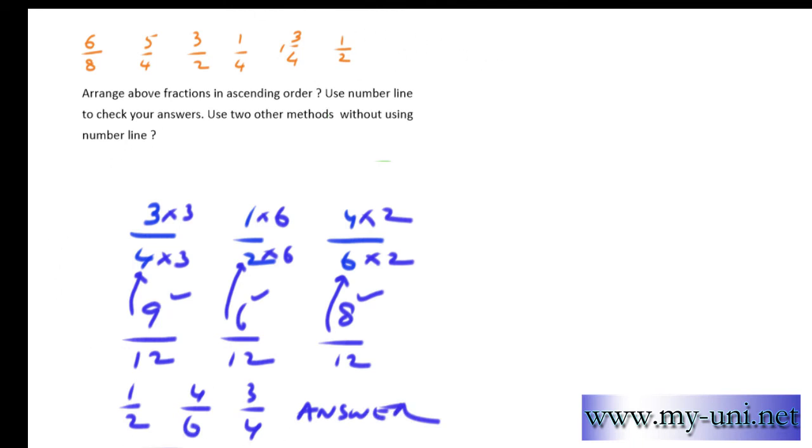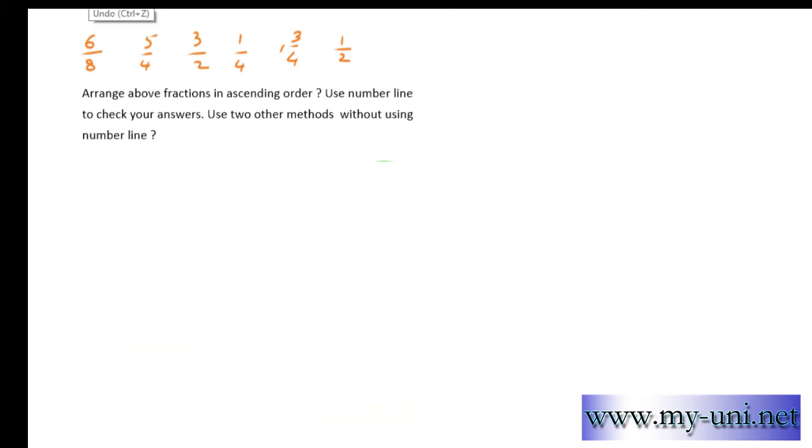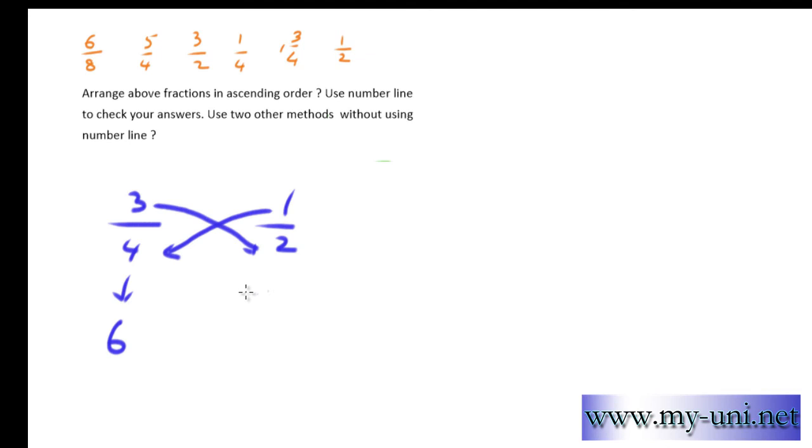Alright, having said that, there is another way which is known as cross multiplication. If you had two fractions, 3 over 4 and 1 over 2, which one is the biggest fraction? What you simply do is multiply this numerator by this denominator. So 3 times 2 is 6, and this is the number for this fraction, and 1 times 4 would be 4. So this is the number for this fraction. As you can see, this is the smaller number, so 1 over 2 is the smaller fraction, and then 3 over 4 is the bigger fraction.